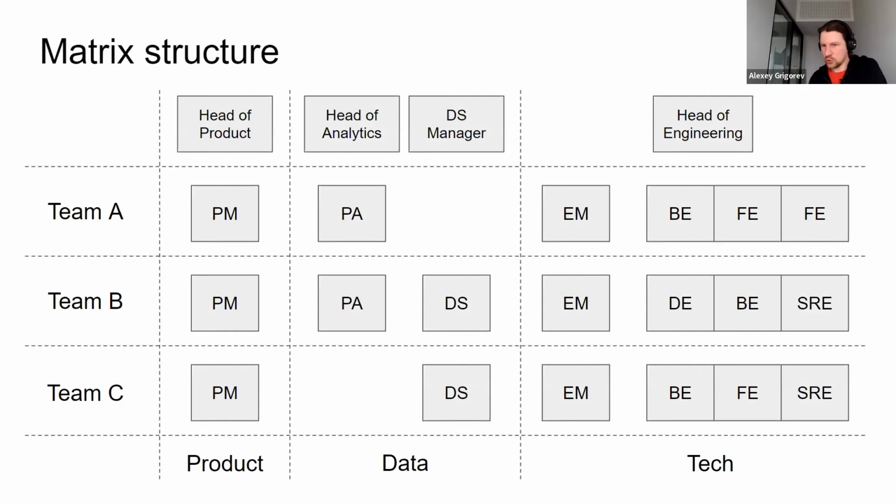Each team should have a product manager. Maybe some teams have analysts, some teams do not. Some teams have data scientists, some teams do not. Most teams have backend engineers and front-end engineers, though some teams do not have front-end engineers. But this is typically the structure that we have.